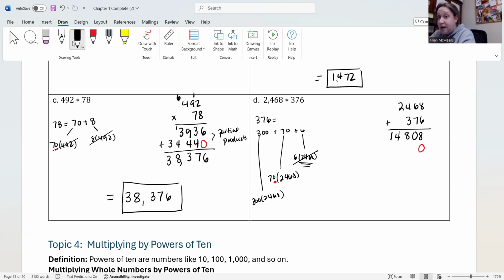Okay, so 7 times 8 is 56. So I'm going to keep the 6. I'm going to carry the 5. Okay, 7 times 6 is 42. 42 plus 7 is 47. So I'm going to keep a 7, carry a 4. 7 times 4 is 28. 28 plus 4 is 32. So I'm going to keep a 2, carry a 3. Okay. Now 7 times 2 is 14, plus the 3 that we carried is 17. And since that's the last digit, I'm going to go ahead and write out the full 17. Okay. Now we're done with the second partial product.